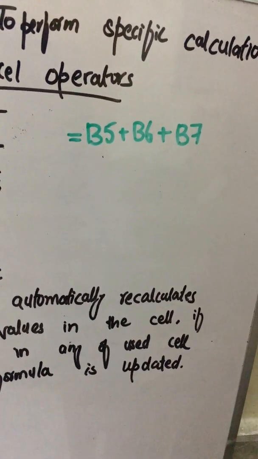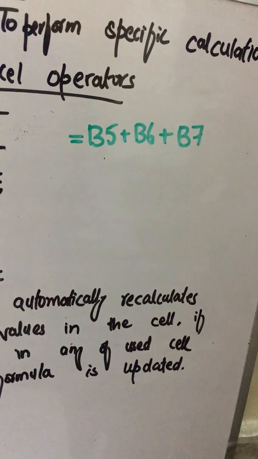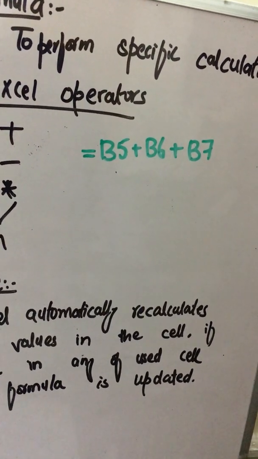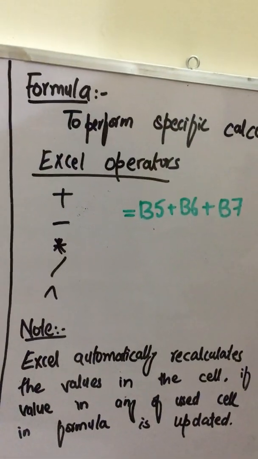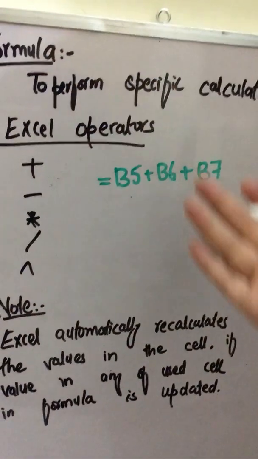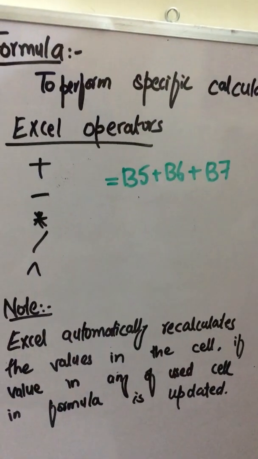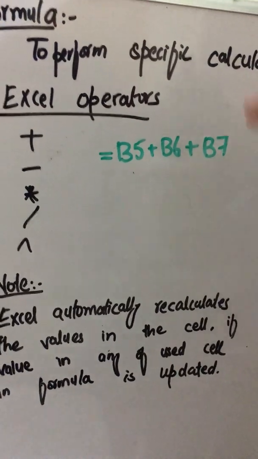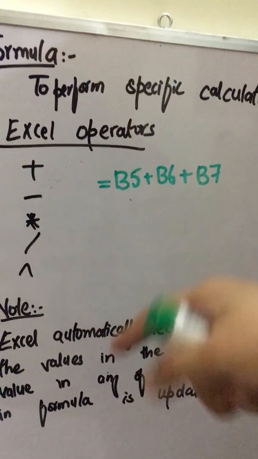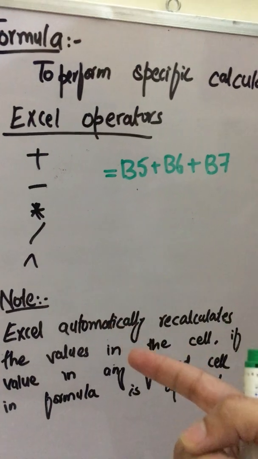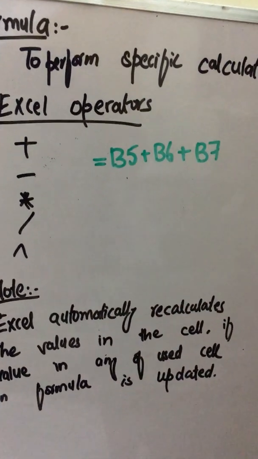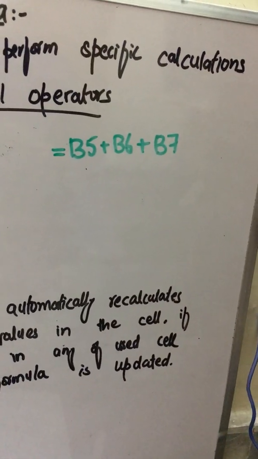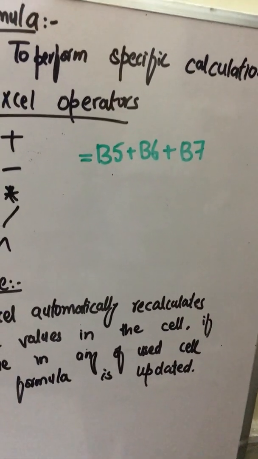This feature is known as automatic recalculation, and this is one of the main advantages that spreadsheets have over calculators. You do not need to recalculate the values again and again when you change the value, because on calculators when you change the value you have to calculate again, but in Excel once you change the value it will be recalculated automatically without human involvement. So this is one of the main advantages, which is known as automatic recalculation.